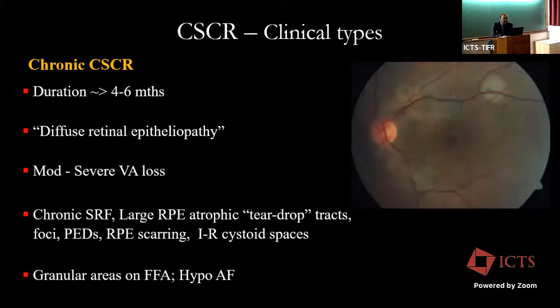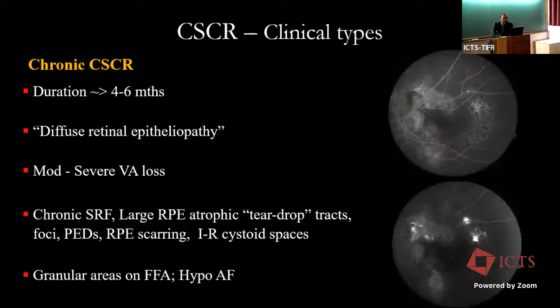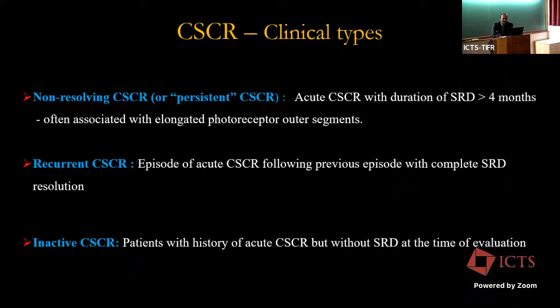And the chronic form is also seen. You have untreated multiple recurrent episodes. You can have a diffuse retinal epitheliopathy. You can have chronic fluid there leading to atrophic tracts. On the angiogram, you would have these blotted, mottled hypofluorescence. And you can also have non-resolving or recurrent CSRs or inactive CSERs.